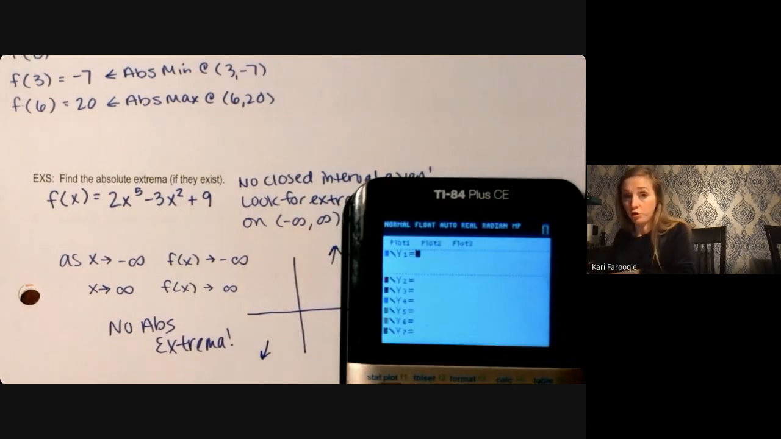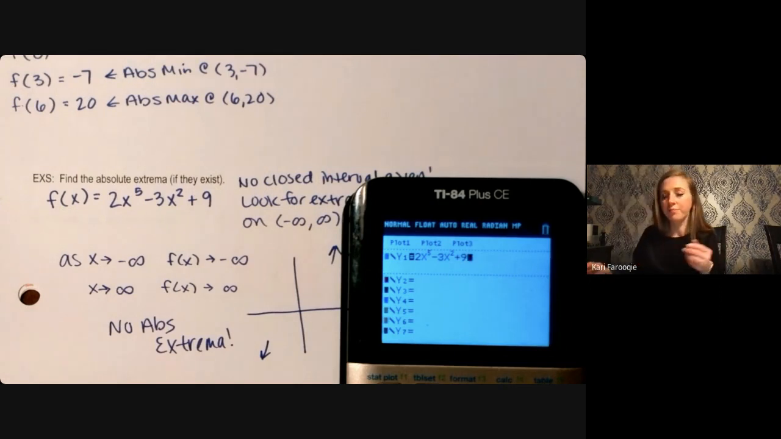If you were to look at this in your graphing calculator, I'm going to graph this polynomial function. It's 2x to the 5th minus 3x squared plus 9. Okay, 2x to the 5th minus 3x squared plus 9.